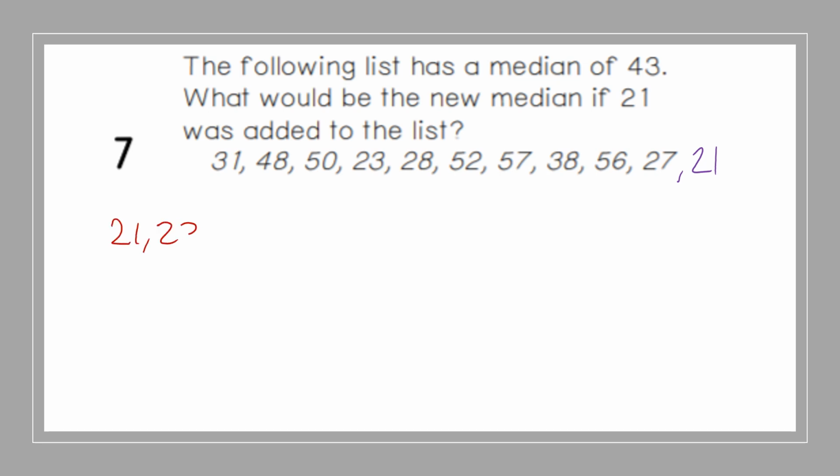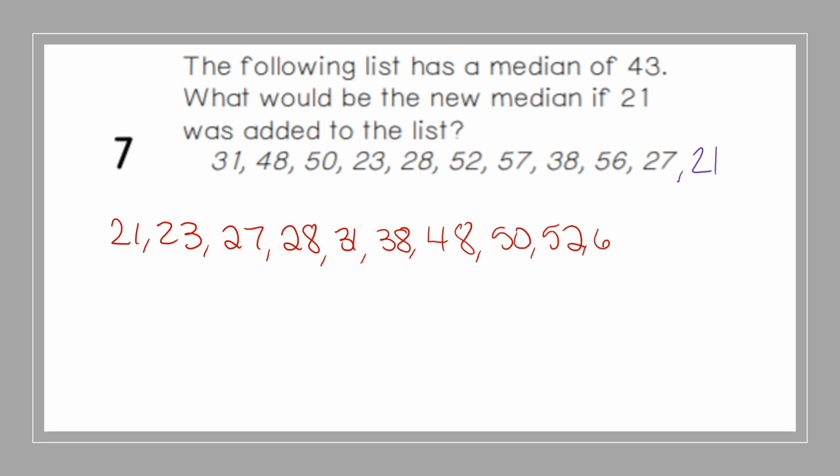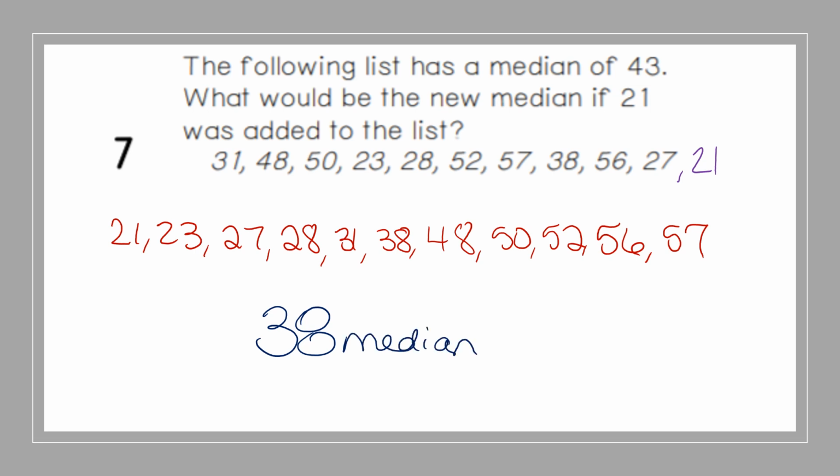So 21, 23, 27, 28, 31, 38, 48, 50, 52, 56, and 57. All right, and then once you have gone through your series, figured out your number in the middle, you should have come up with 38 as your median, your number in the middle. Again, double check your series and make sure that the number in the original series matches the number of values you have in your newly written series of numbers.